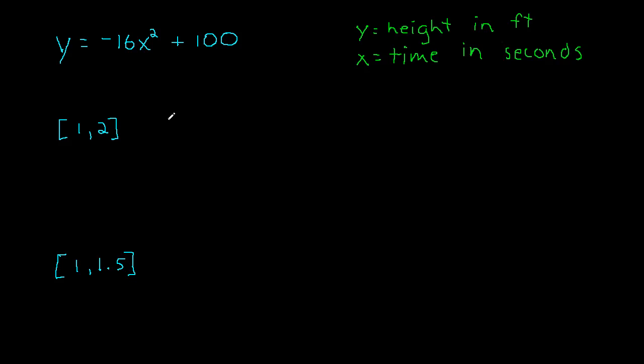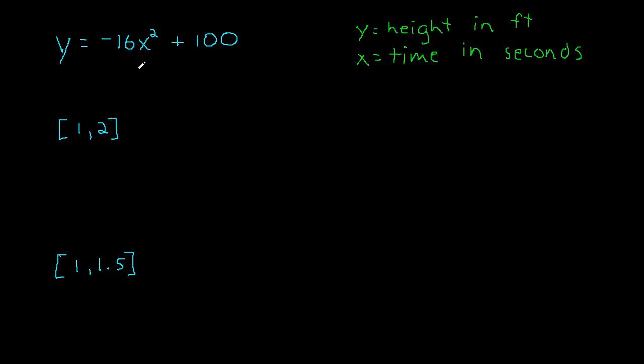Okay, in this video we're going to look at a classic position velocity problem. Here is the equation that describes the height of an object that is falling from the sky. Maybe somebody threw it off a cliff or something or dropped it out of a tree. Y stands for the height of the object in feet. X stands for time in seconds.